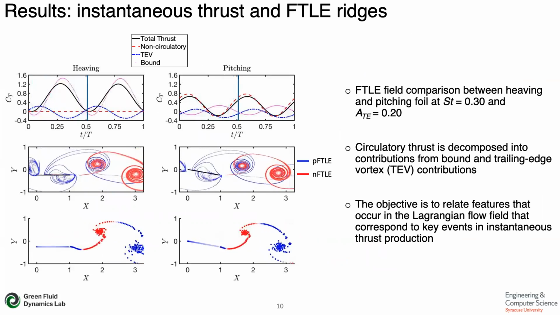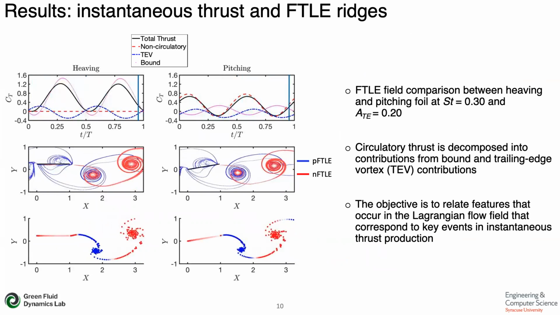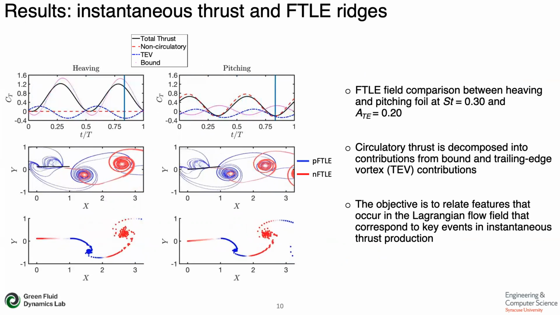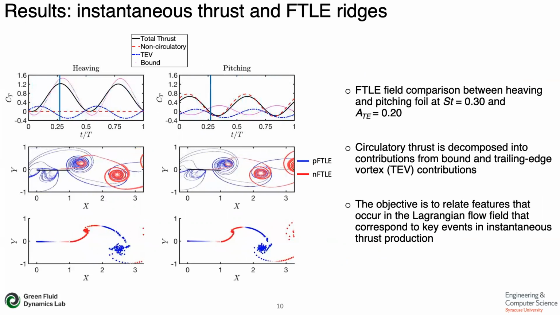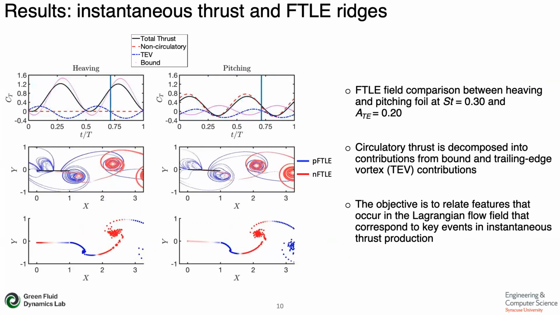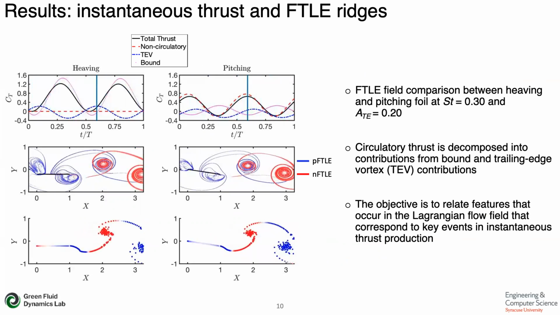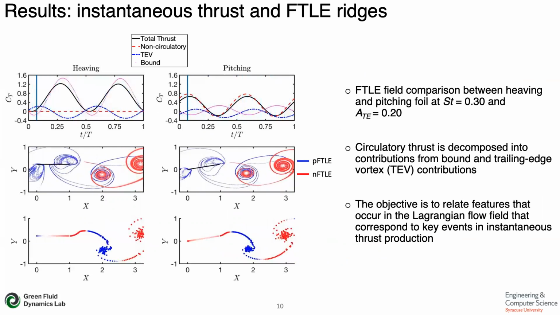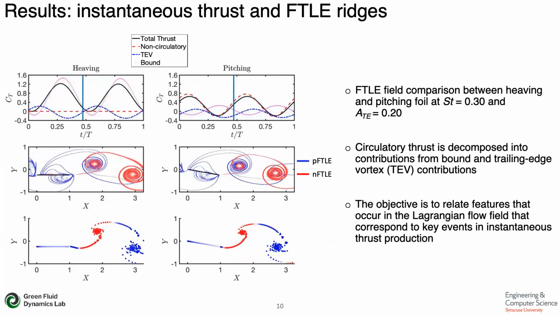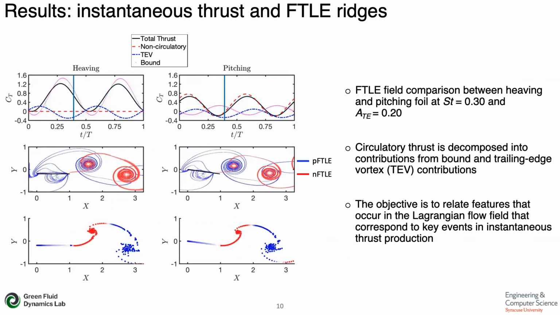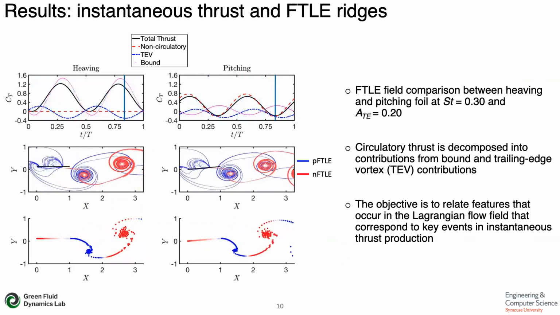So here I am showing a comparison of the FTLE field and instantaneous thrust for heaving and pitching foils at a Strouhal number of 0.3 and amplitude of 0.2. Note that the circulatory thrust is decomposed into contributions from the bound and trailing edge vortices. The objective here is to relate features that occur in the Lagrangian flow field that correspond to key events in instantaneous thrust production.